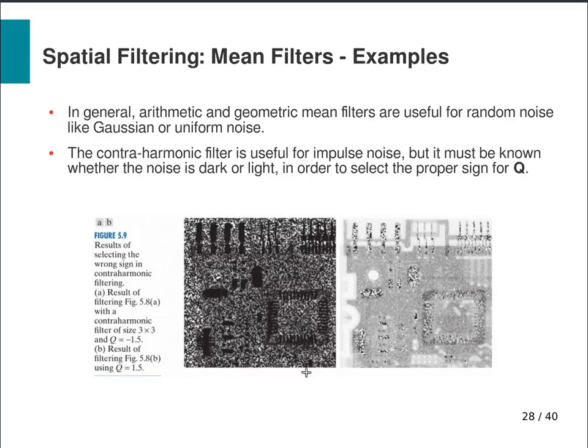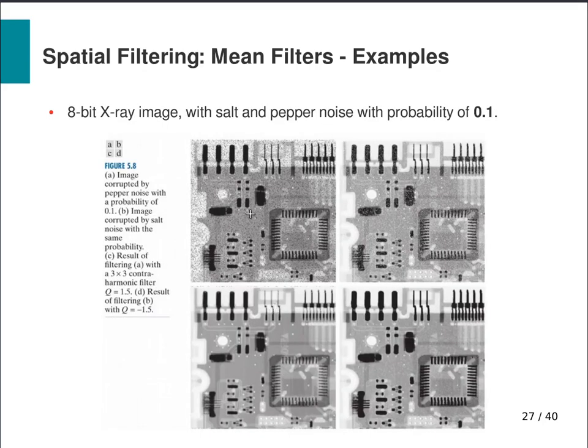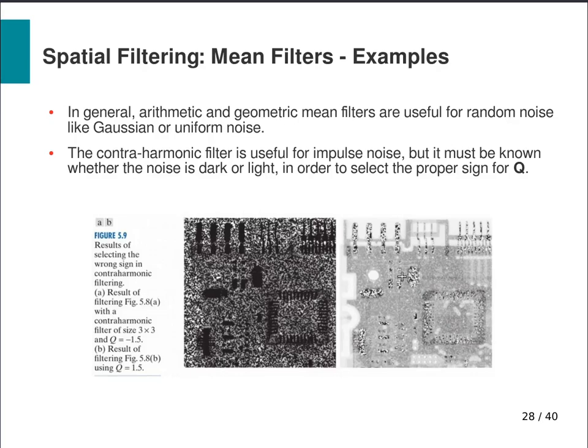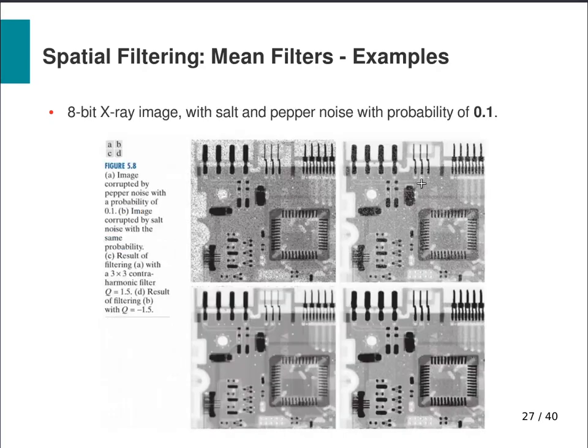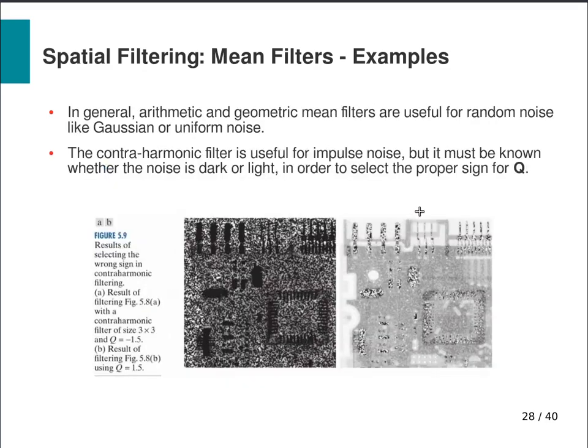So in these two images you see the result of selecting the wrong sign in the contraharmonic filter. This is the result of filtering this image with a negative value for Q, and this one is the result of filtering this image with a positive value for Q. As you can see, the result of filtering is definitely worse than the original image. So you should keep that in mind if you want to use contraharmonic filters.